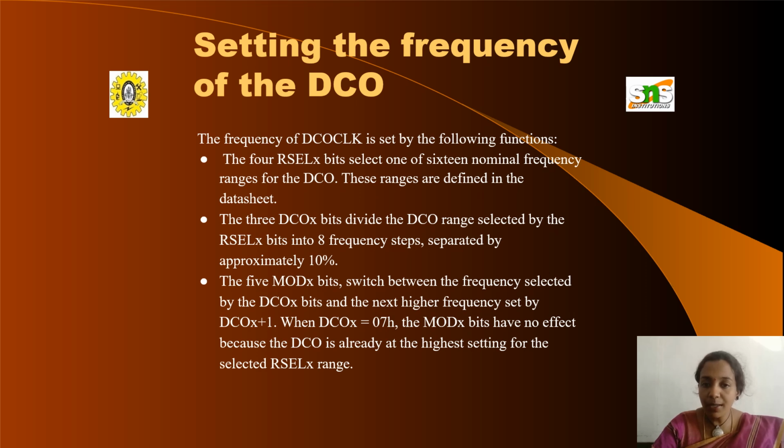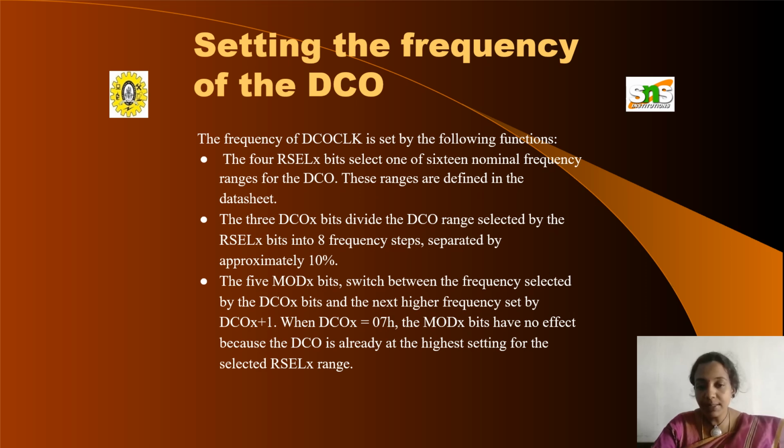The frequency of the DCO clock is set by the following functions. The 4 RSEL bits select one of the 16 nominal frequency ranges in the DCO. These ranges are defined in the data sheets. The 3 DCOx bits divide the DCO range selected by the RSEL bits into 8 frequency steps separated by approximately 10%.